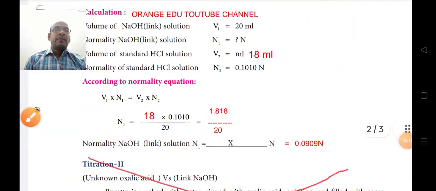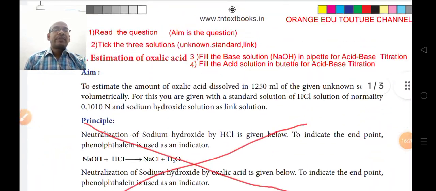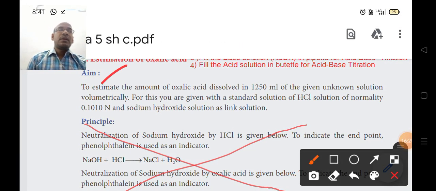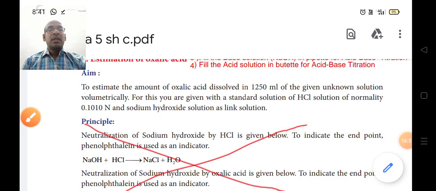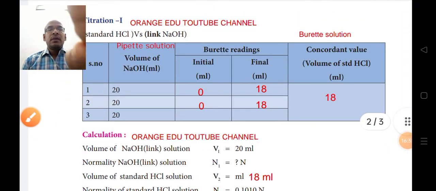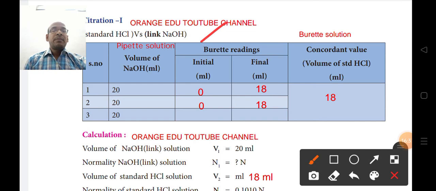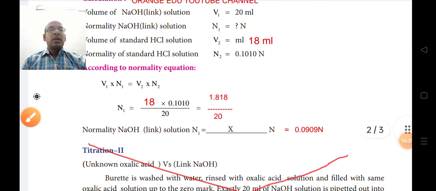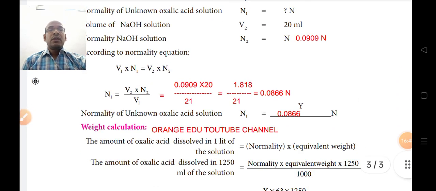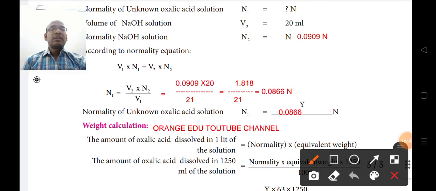Once again I repeat, revise simple points. First, read the question paper. After reading, using that question paper, we write down the short procedure. Using the short procedure, we make tabular columns 1 and 2. After that, we do the weight calculation part. That's all. This is very simple.